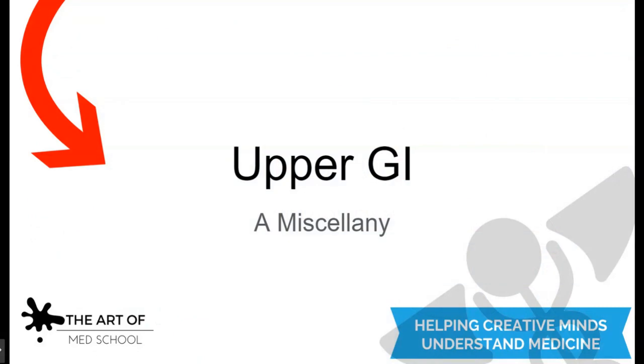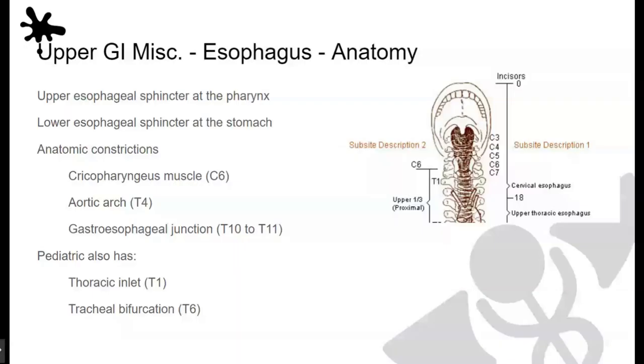Everyone. This time we're going to do what we're going to call upper GI, a miscellany, which means just kind of the stuff that didn't really feel like it fell naturally into anything else. So, upper GI, things that we have to think about in an upper GI, really a question stem more than anything else. But let's talk about the esophagus first.